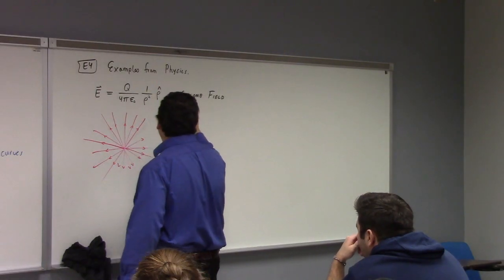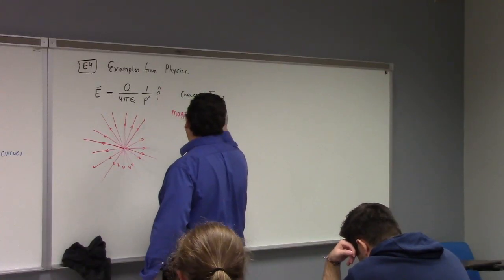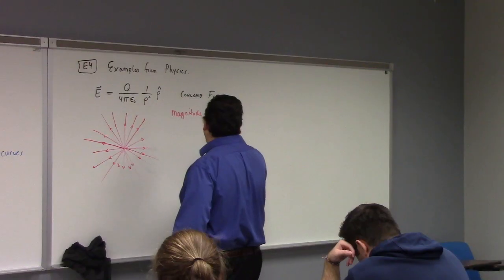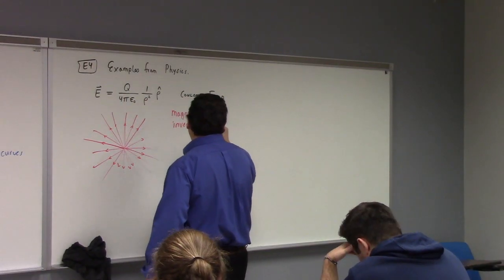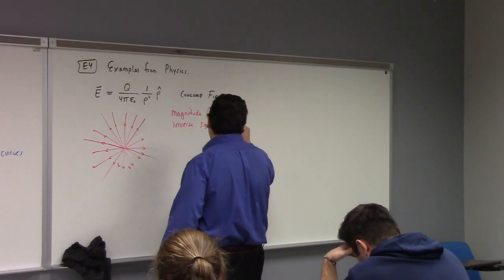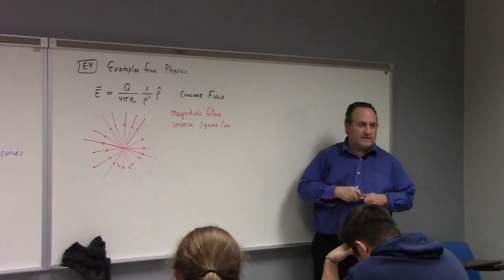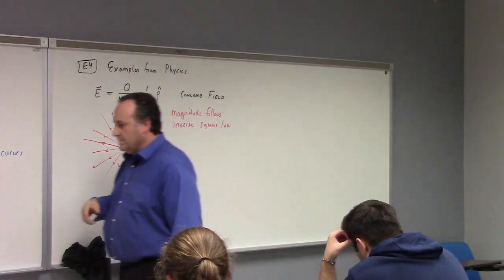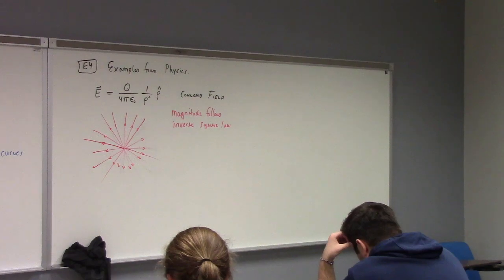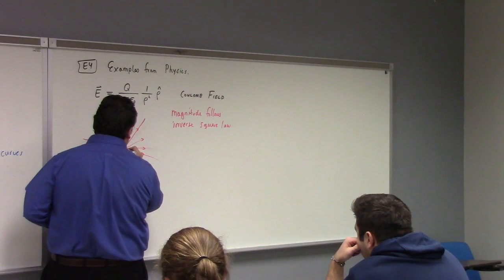What's the deal here? Magnitude follows what? The inverse square law. What happens to the magnitude of the electric field as you go to where the charge is in this picture, by the way? In the center. So Q is right there.